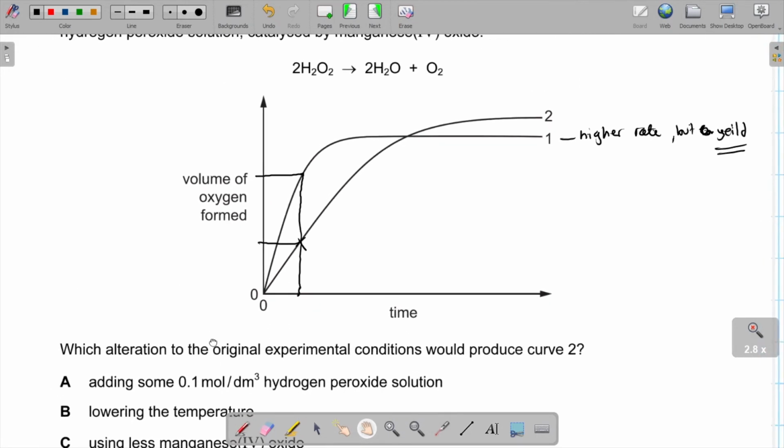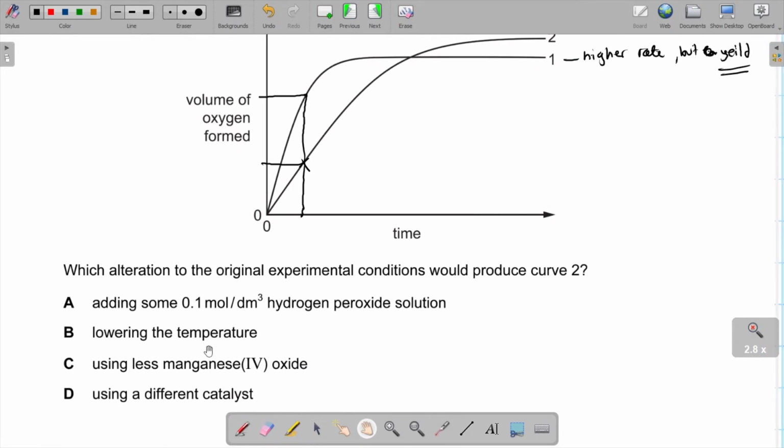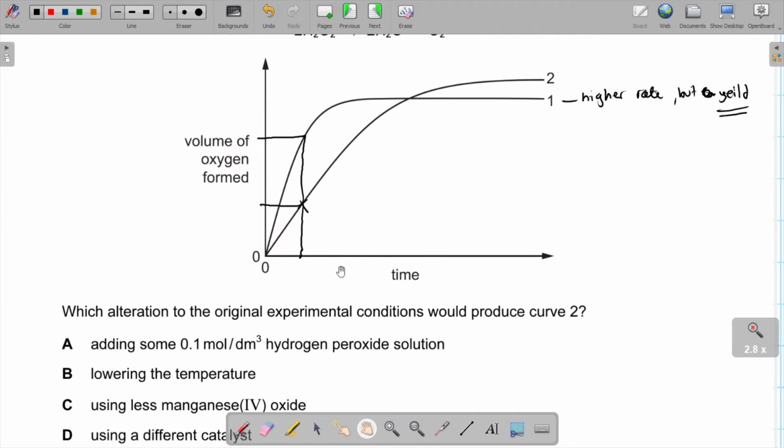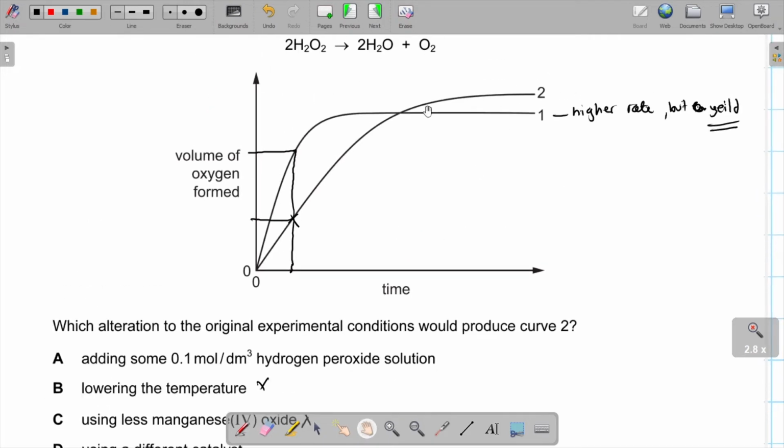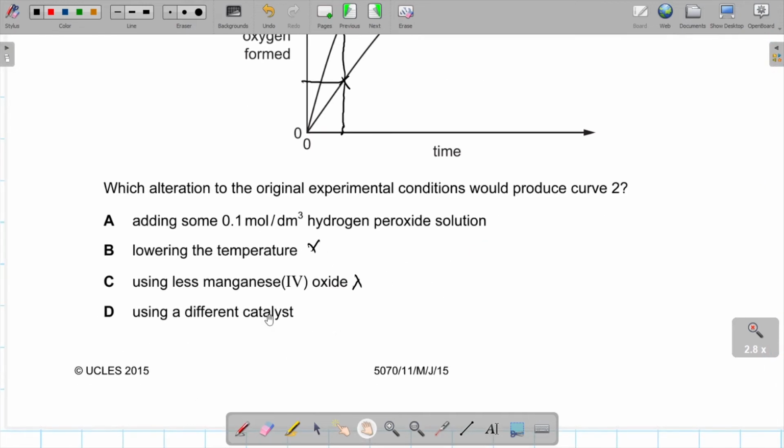Okay, so for number 16. Lowering the temperature. If you lower the temperature, we can only see the rate of reaction is going to decrease, but we're going to achieve the same volume. So this is definitely not an answer. Using less catalyst? No, a catalyst never affects the volume of the reaction. So this is not an answer. Using a different catalyst? No. Again, a catalyst will never affect it.